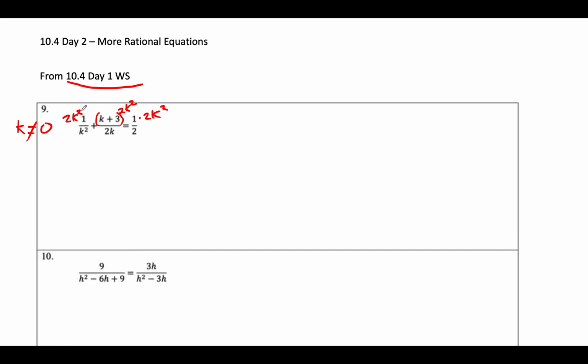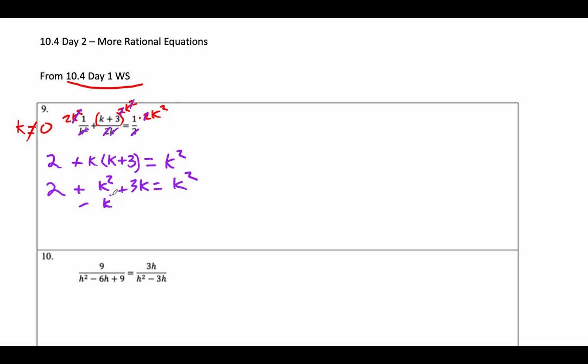I come over here, my k squareds will go away, and I'll be left with 2. My 2 will go away, and one of these k's will cancel that k out, and I'll actually be left with k times k plus 3. Again, I'm going to do this in 2 steps. You can do this in 1 step, it's fine. Is equal to, these 2's cancel out, and it's k squared. And now when I multiply, 2 plus k squared plus 3k equals k squared.